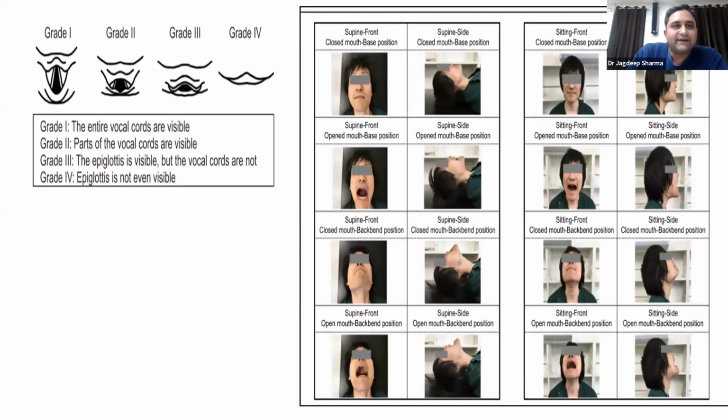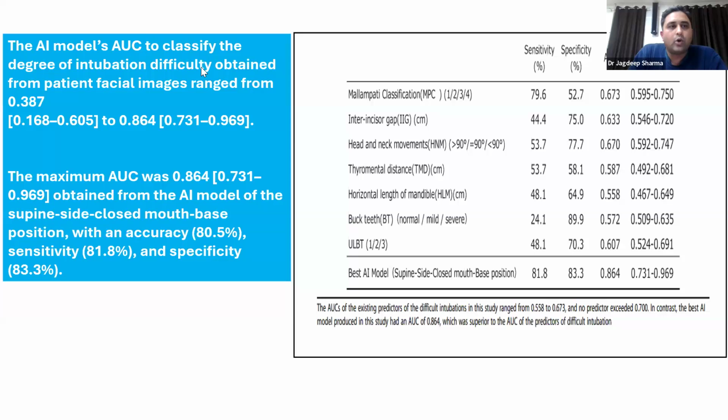On the left side, we can see the Cormack-Lehane grade, which was used for assessing whether it is a difficult or easy intubation. And then these 16 images were taken in different positions like supine front closed mouth base position, or supine side closed mouth base position. And then what did they find out?